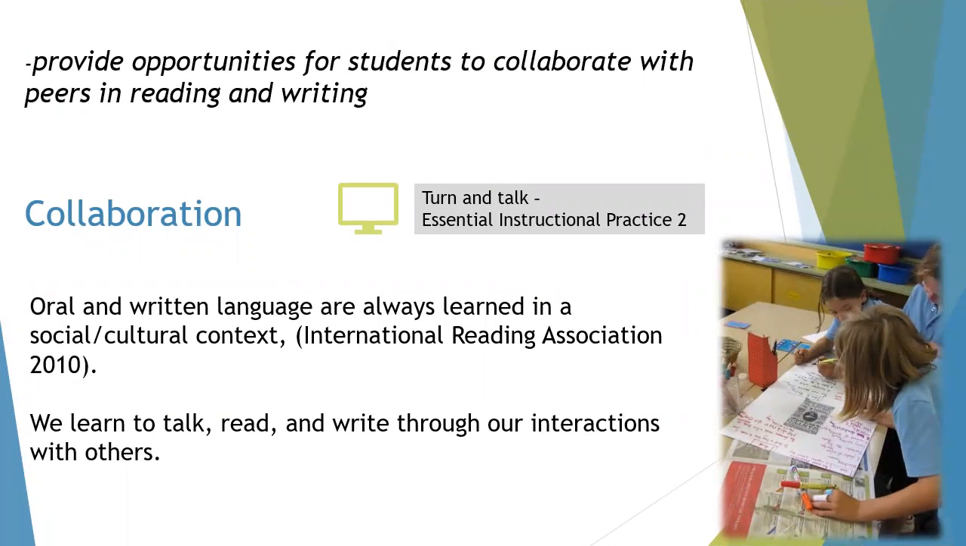We need to provide opportunities for students to collaborate with peers in reading and writing. Collaboration is key because we know that oral and written language are always learned in a social or cultural context. We learn to read, write and talk through our interactions with others. So why is literacy seen as a silent activity in some classrooms? We talk a lot about the idea of turn and talk, because using turn and talk in your classroom means that every voice is heard and every child has an opportunity to have a thought, have a suggestion, not just the child with their hand up.